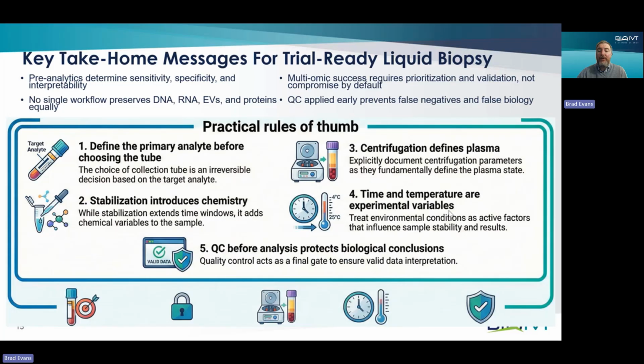Trial-ready liquid biopsy starts long before sequencing. Pre-analytical rigor must be designed into collection, site execution, and specimen annotation from the very beginning.